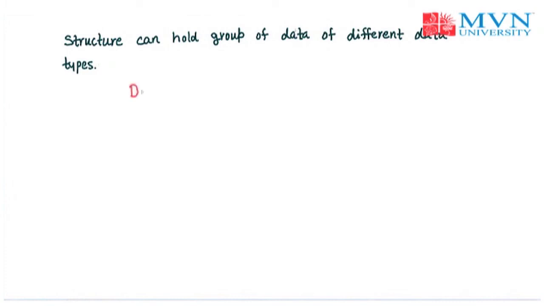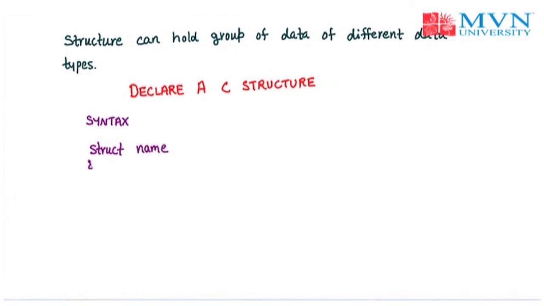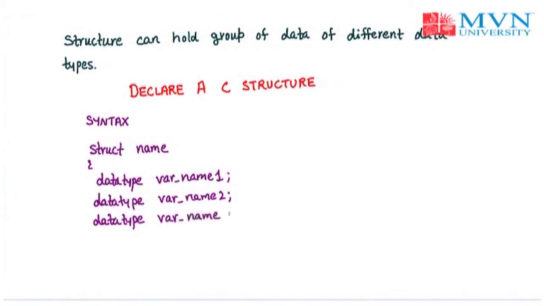Now let's discuss how to declare a C structure. The syntax for declaring a C structure is struct. struct is the keyword that we have to use for declaring any structure in C. Then the name of the structure, and start the braces. Here you can specify the various variables with their data types: variable name 1, variable name 2, variable name 3. We can declare any number of variables in a structure and so on. Close the structure with the braces and then a semicolon. So this is the syntax for declaring any structure in a C program.